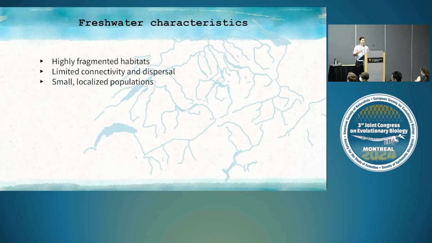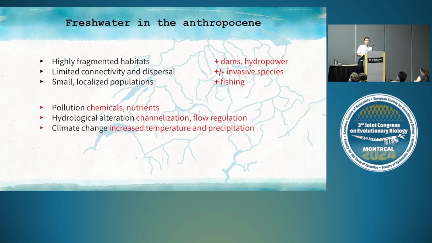First of all, freshwater habitats are really, really fragmented. So we heard earlier about fragmentation when you have a road. Here, you literally cannot cross land. So you really have to just stick to these small little pathways to be able to connect. So you have really limited connectivity as well as dispersal, and you end up with these really small and localized populations. And this is then exacerbated now in the Anthropocene. You have dams and hydropower which limit or make more fragmented habitats and limit the connectivity that we have.